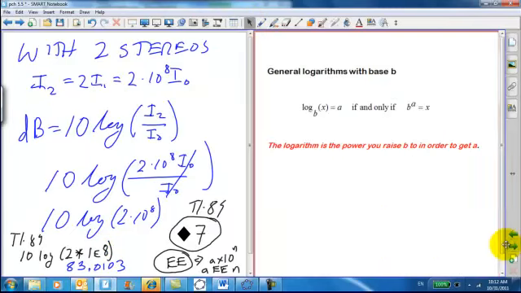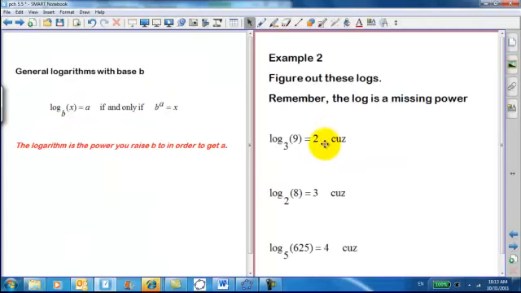Moving right along. Now, general logarithms. You don't have to stick to base 10. Log base b of x equals a if and only if b to the a equals x. The log is the power you raise b to in order to get x. So it's this missing power idea. Let's apply that in these examples now.